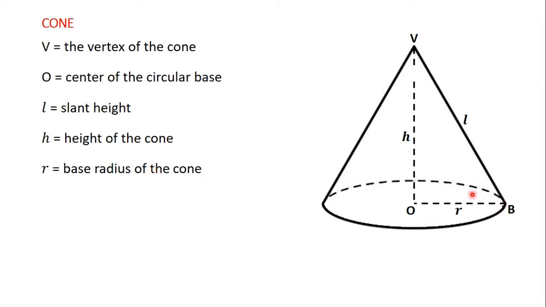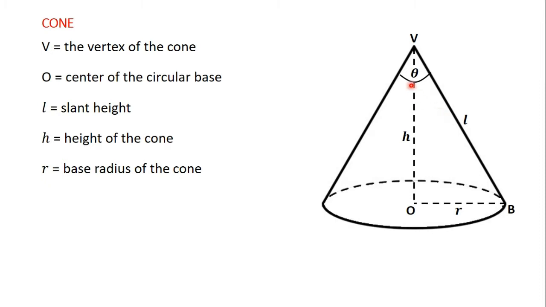of the base. So this is a cone with vertex V, O as the center of the circular base, and B as a point on the circumference of the circular base. VB, represented by L, is called the slant height of the cone. VO is called the height of the cone, and R is called the base radius of the cone.